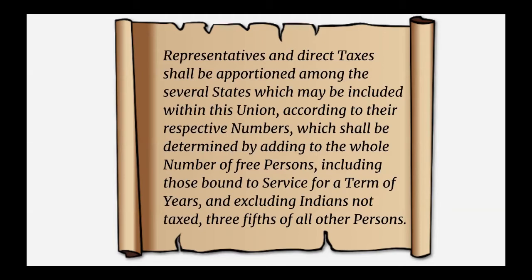So, Article 1, Section 2 of the Constitution stated, "Representatives and direct taxes shall be apportioned among the several states according to their respective numbers by adding the whole number of free persons, those bound to a service term of years, or indentured servants, and 3/5 of, quote, all other persons, unquote, or slaves, for the total number in each state."